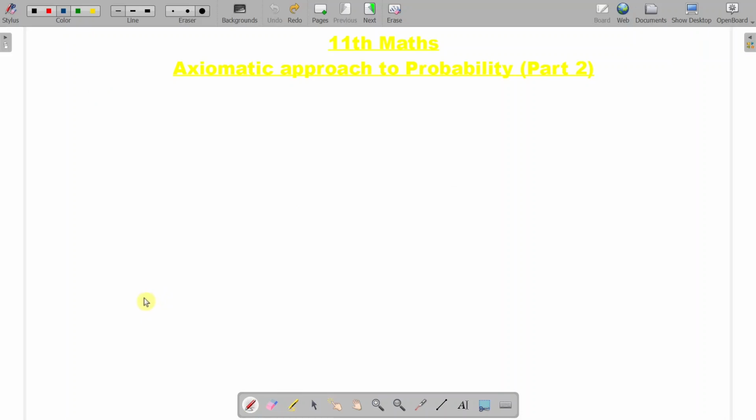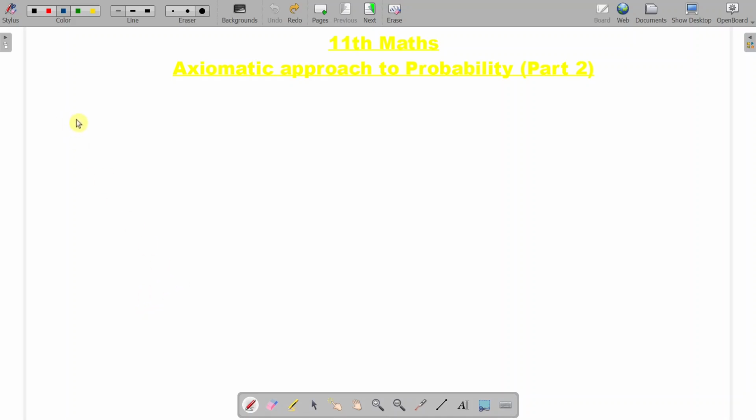In this video we will learn part 2 of the axiomatic approach to probability in 11th class maths. We will see the probability of A or B event, that is probability of A union B, and also probability of A complement, that is probability of A prime. In the earlier video we studied the axiomatic definition of probability, and also saw probability of equally likely outcomes.